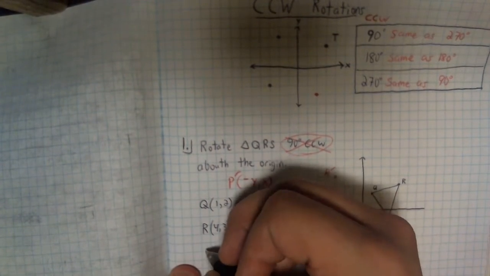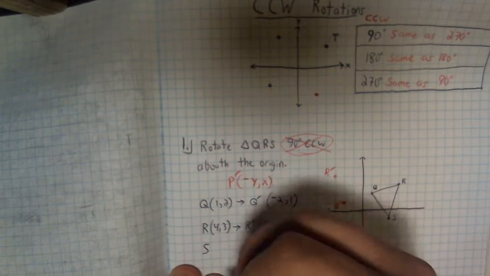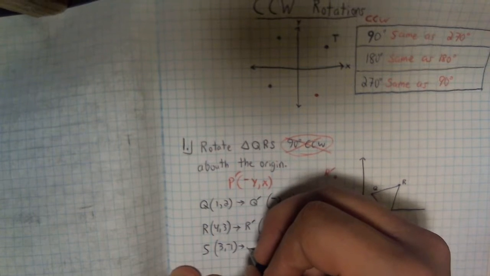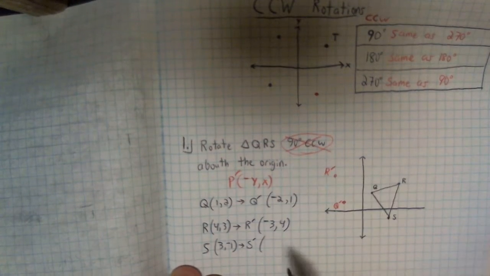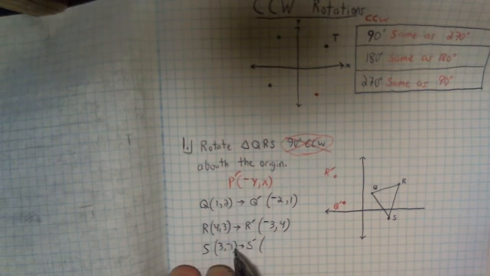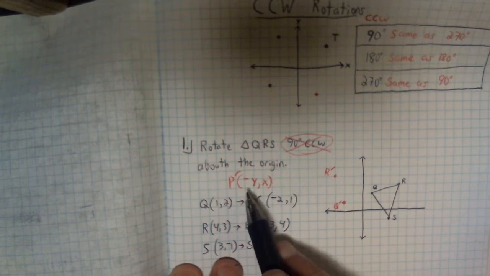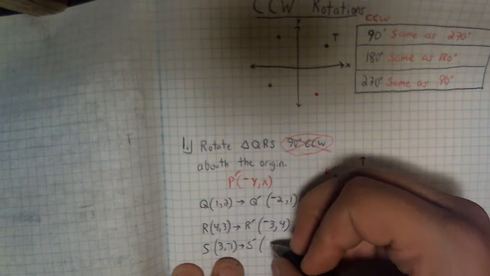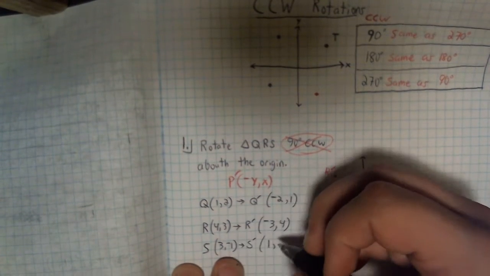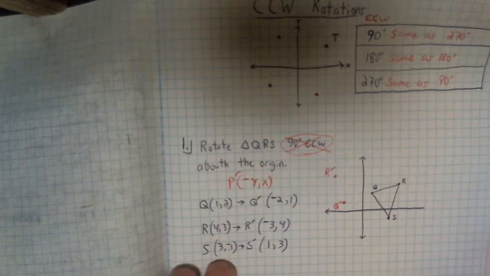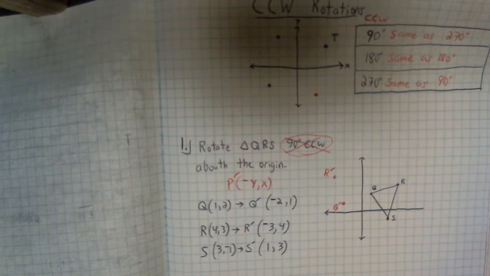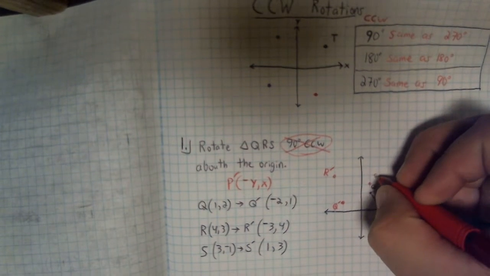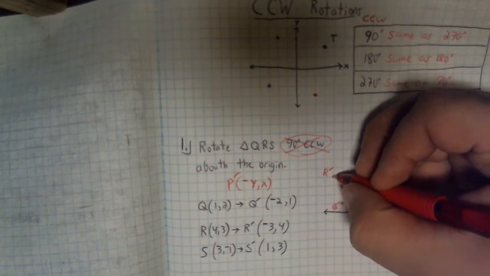And last is point S. Point S is at 3, -1. So S prime. Now it tells us we need to switch x and y. So my y coordinate was this -1, but we want the opposite sign. The opposite of -1 is +1. And my x coordinate doesn't change, it just moves. So S prime is at 1, 3. 1, 3 is where S prime lives.